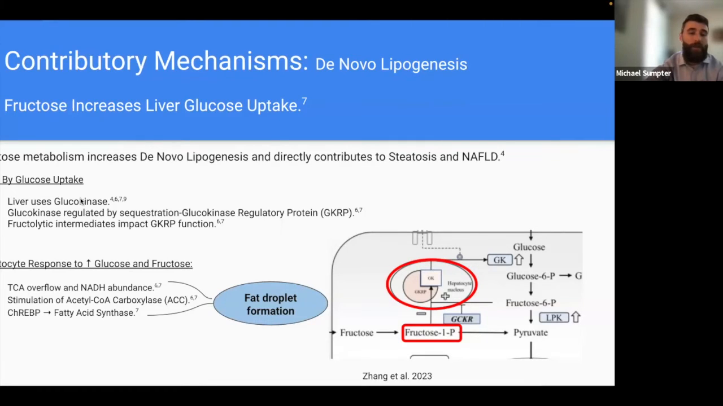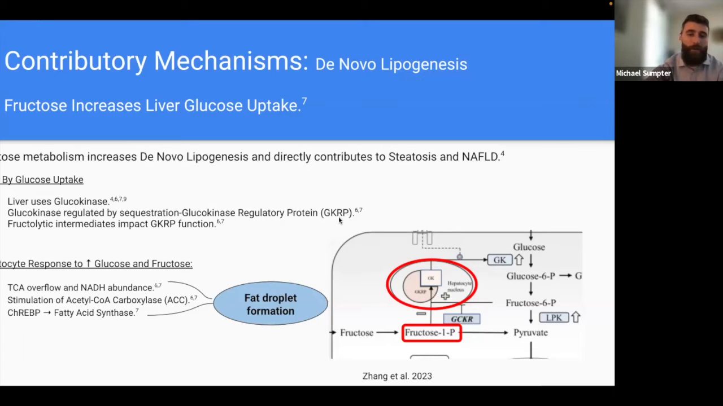So when glucose is being uptaken, glucokinase will phosphorylate it to glucose 6-phosphate, and it will trap glucose into the cell. If glucokinase is not at the cell membrane, then glucose can simply slip back out into the bloodstream since it was not phosphorylated and trapped in the cell. Glucokinase is regulated by sequestration, and specifically this is carried out by something called the glucokinase regulatory protein. So how does this work?